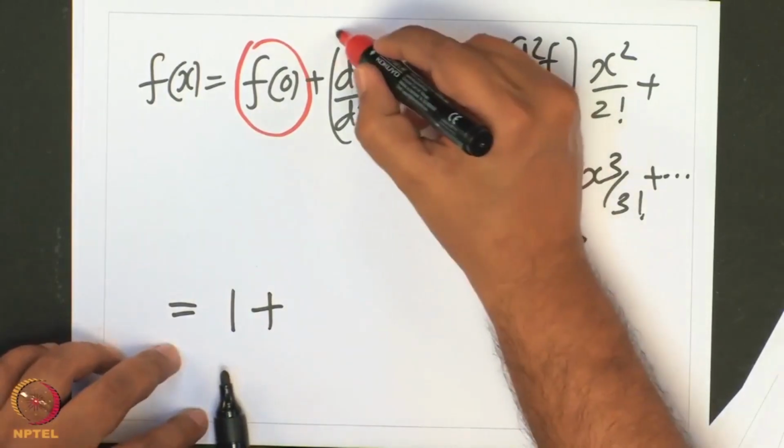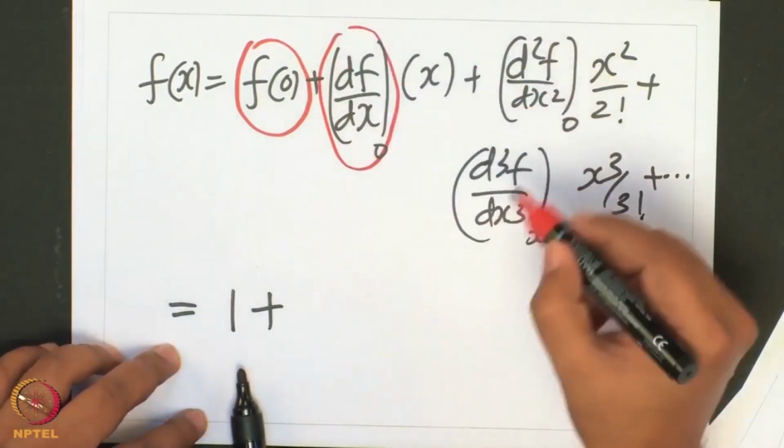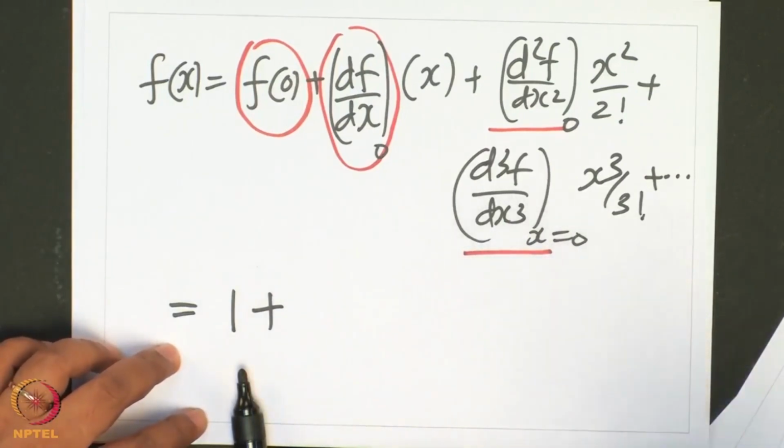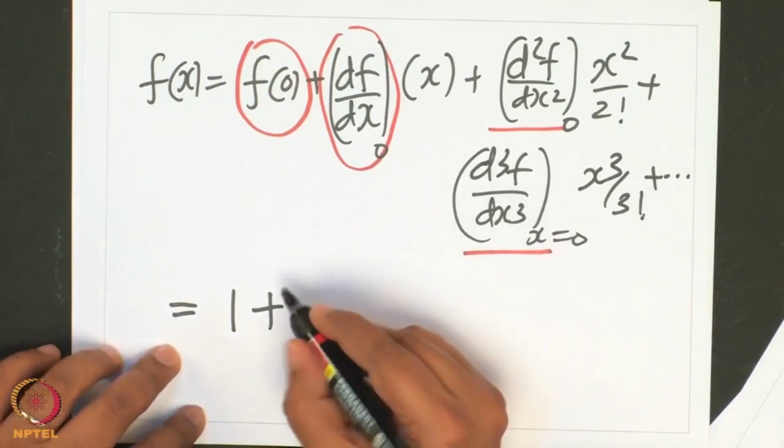This derivative, let us assume to be 1. This derivative is also 1. This derivative is also 1. So let us assume all derivatives are 1. Then what do we get?